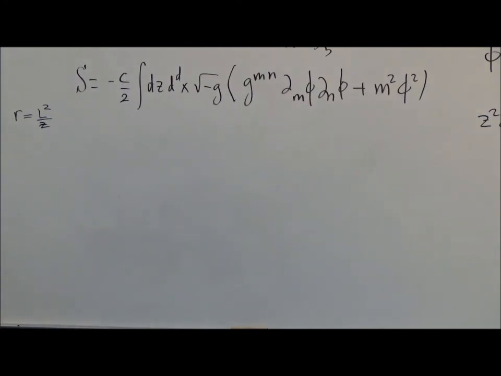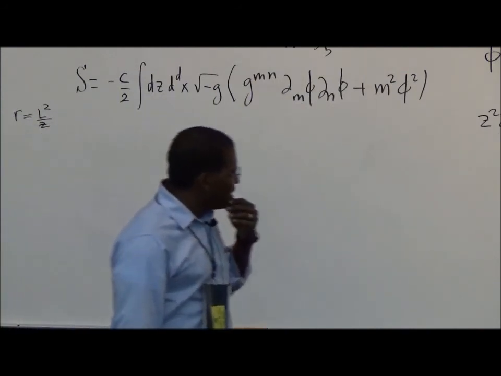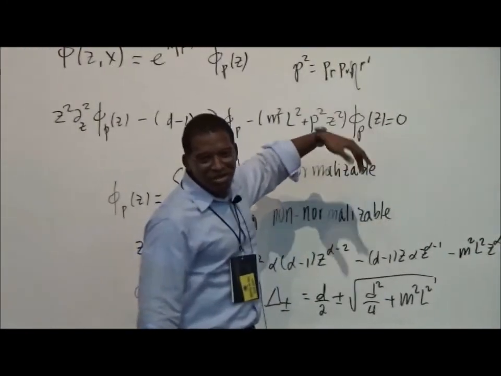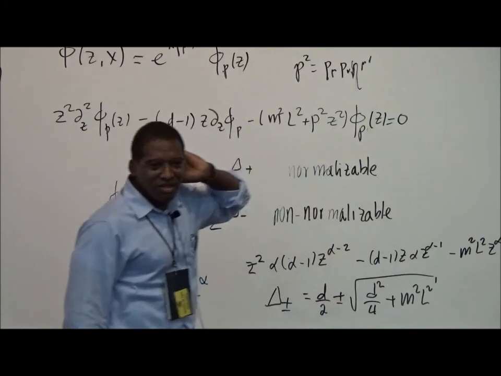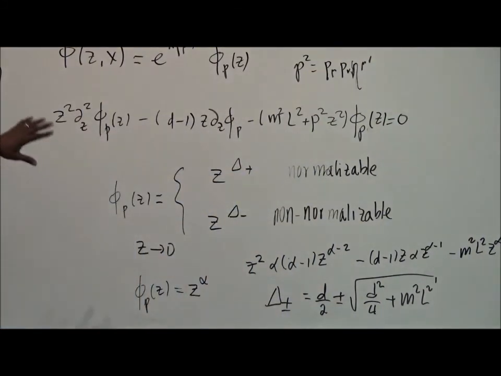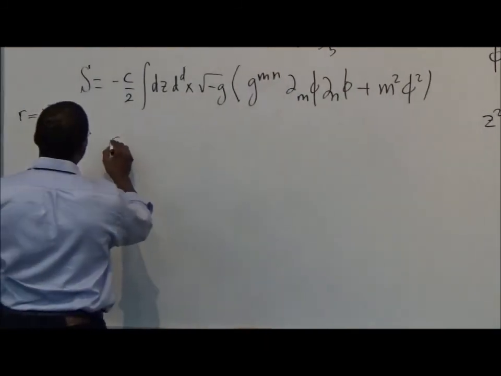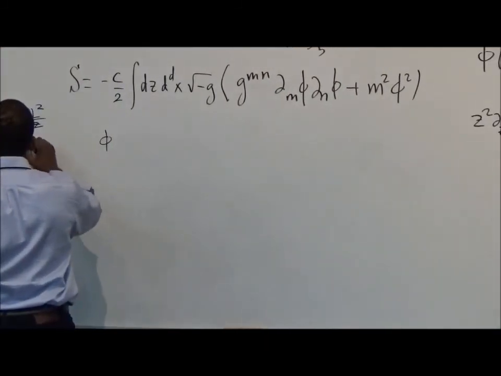What happened to the p squared? That part was subleading, because it had z squared and there was no derivative, so it was subleading in this region. For the full solution it is important, but now it doesn't matter. So what I'm trying to do now is, from this analysis alone, I conclude that near the boundary.